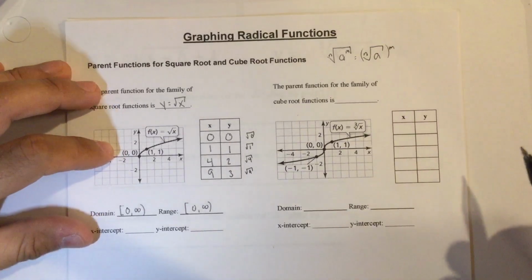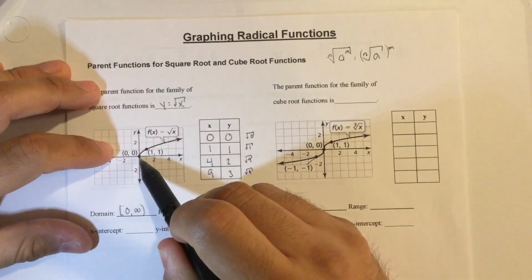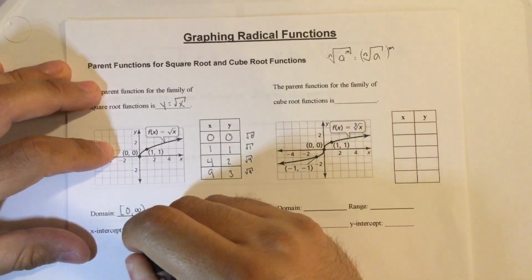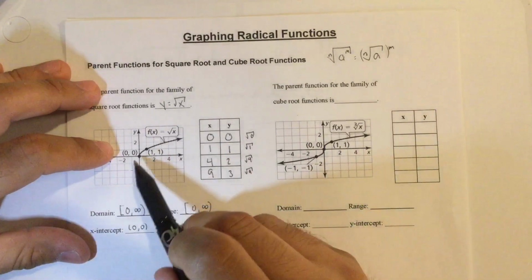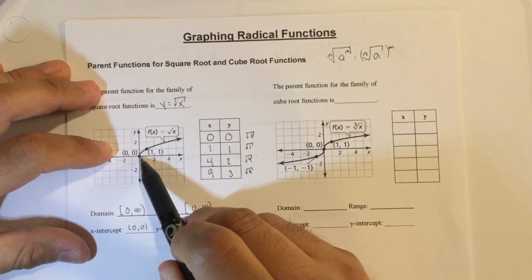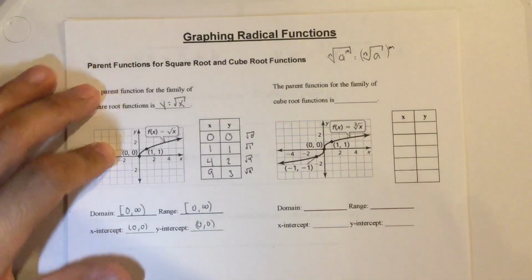For the x-intercept, that's where this graph crosses or touches the x-axis. In this case, we can see that it is at the origin, so the x-intercept is at 0, 0. And our y-intercept is also the same point. Where does it cross or touch the y-axis? We can see that's at 0, 0 as well.